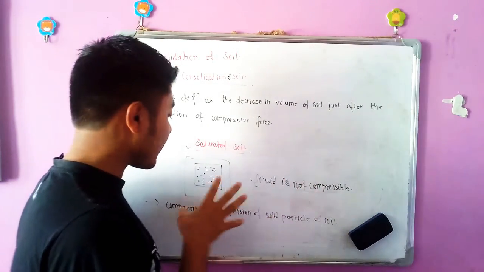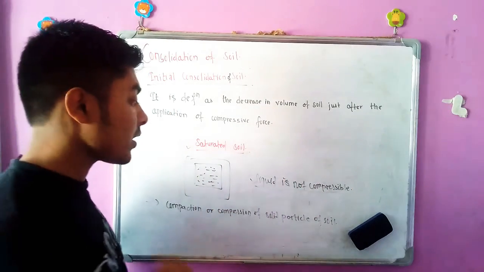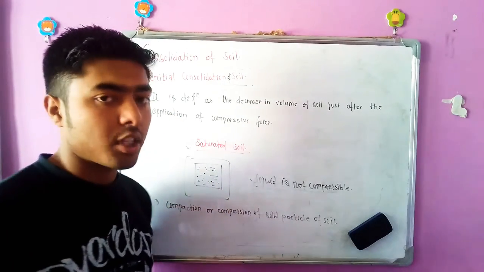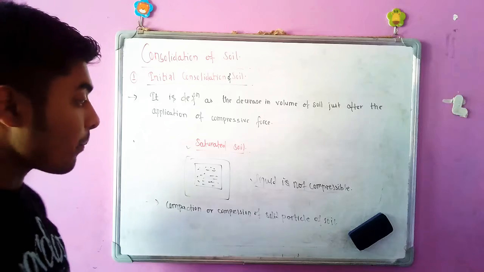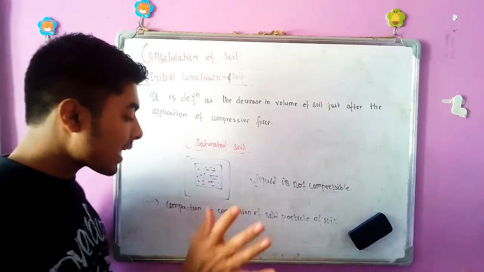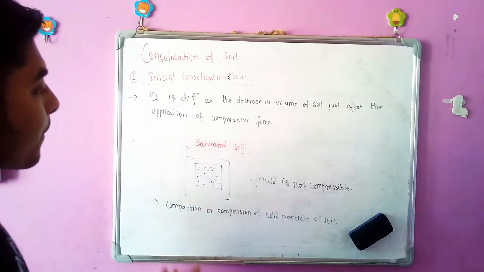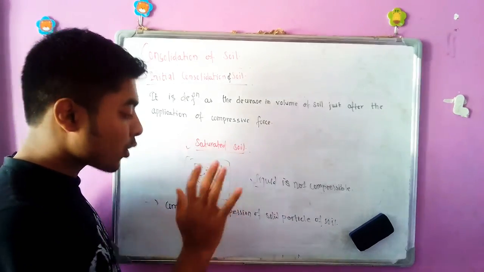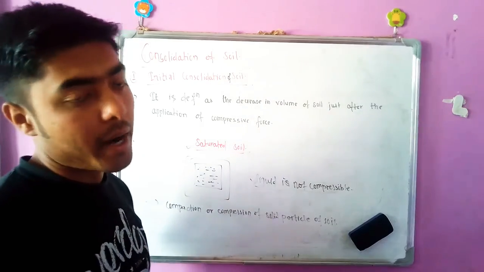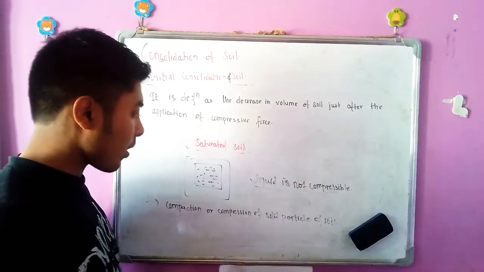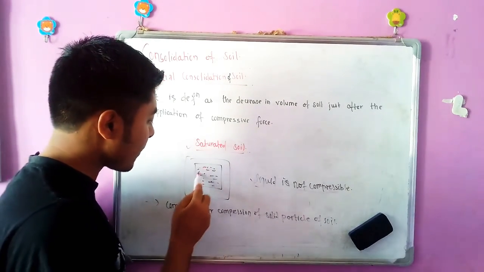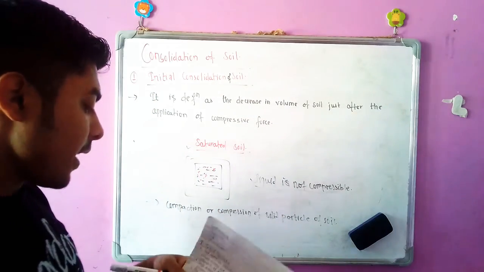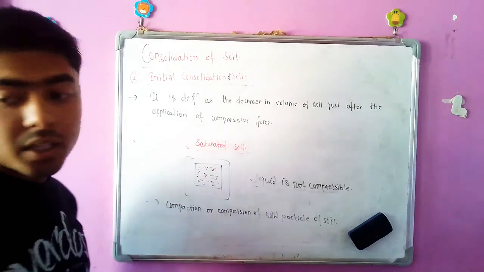There is just water, no presence of air, and we know that liquid is not compressible. There is no way to compress the liquid. So the only reason is compression or compaction of the solid particles present in the soil. And next we will study about the secondary compaction.